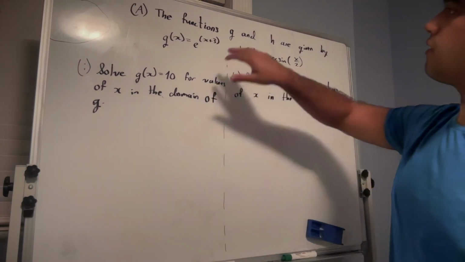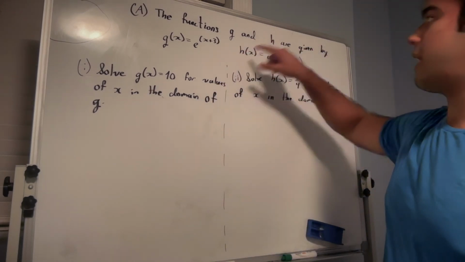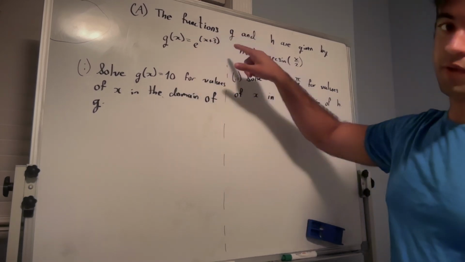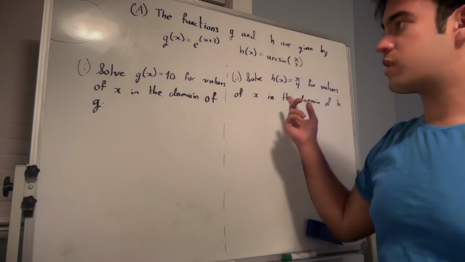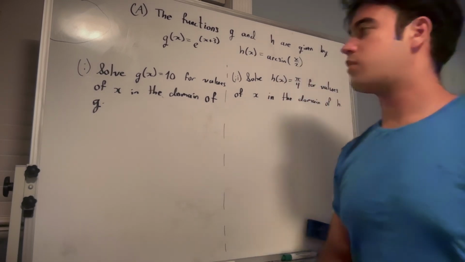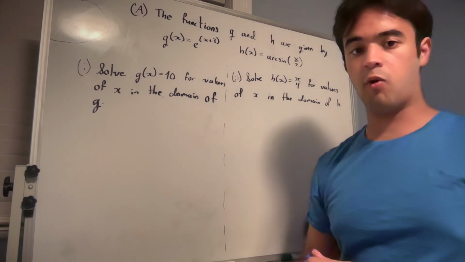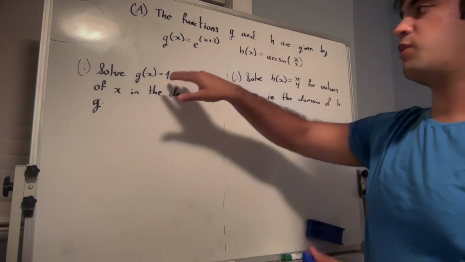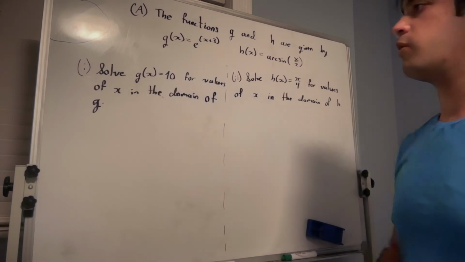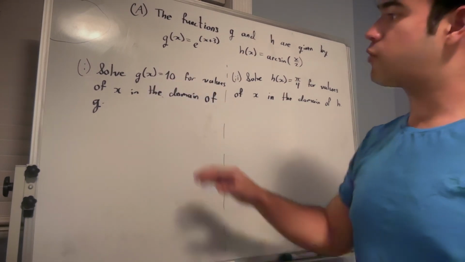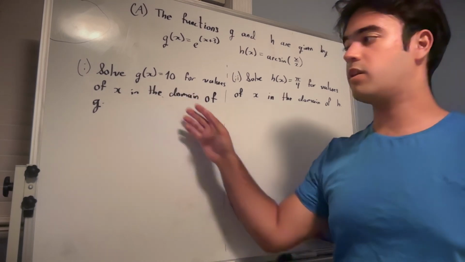And in part A, we're given the functions g and h, where g of x is equal to e to the x plus 3, and h of x is equal to arcsine of x over 2. And both of these parts in part A are asking us to solve for when our function reaches a specific value. So we're going to look at the first part over here where g of x is equal to 10. And we're trying to solve for x in the domain of g.